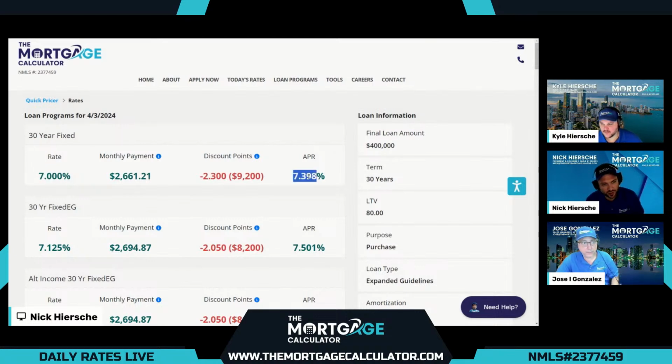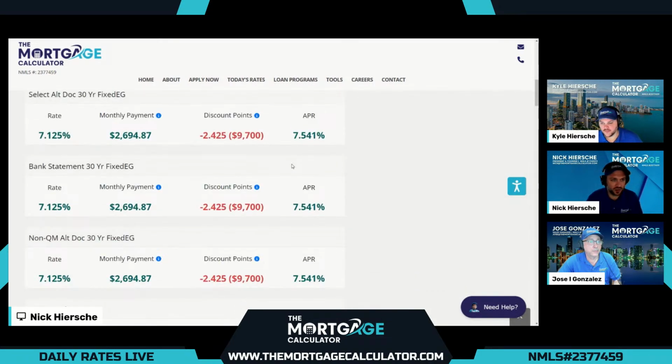And best option at the top here, 7% rate for 2.3 discount points and cost. Put the final APR at 7.398. So good option here for our customers that need to use these bank statement options. It's very comparable to conventional, within about a half a point, as you can see, typical.